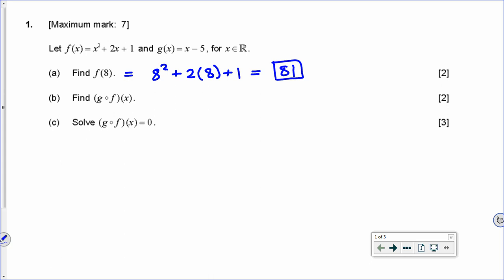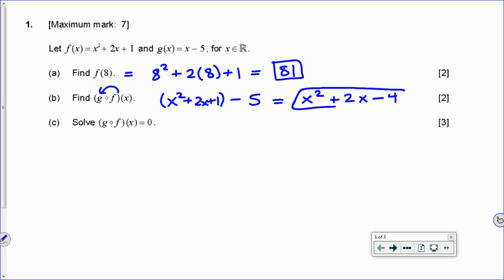Find g of f of x, so you're substituting the f function into the g function. This is called the composition of functions. So we'll take g of x as our outer function, which is x minus 5. And in place of x, I'll put this big open parentheses where I'll substitute the f function, and then you'll simplify it. So x squared plus 2x, we have a plus 1 and a minus 5, so minus 4.